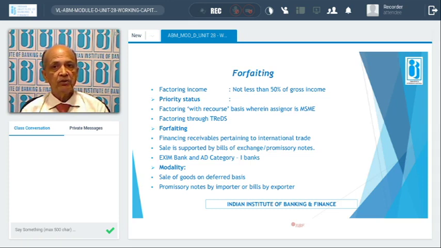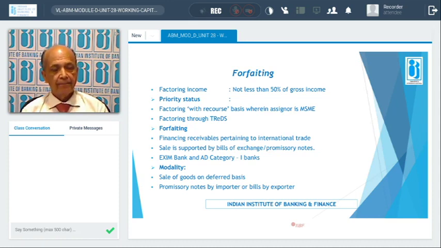Same thing, factoring with recourse basis where the assignor is an MSME. If factoring is carried out and the assignor is an MSME, in that case it can be considered as priority sector. Factoring through TReDS we already discussed. Please remember that factoring normally takes place for domestic sales only.